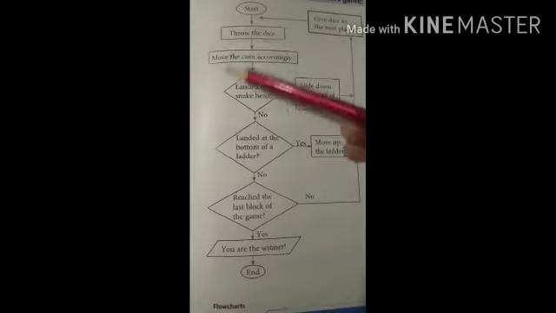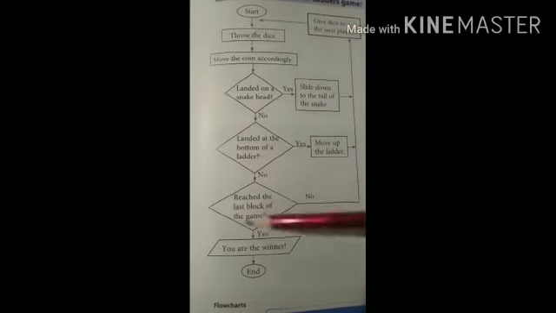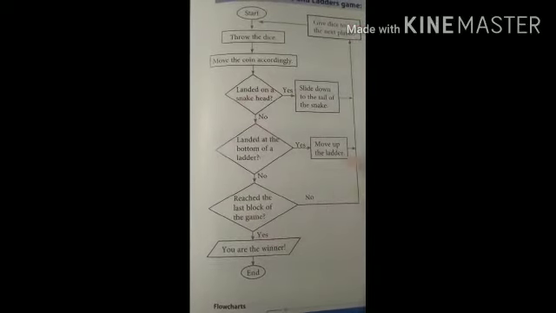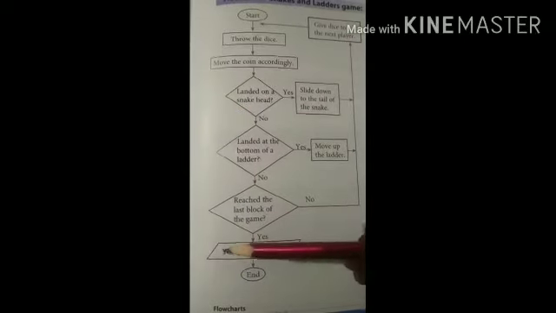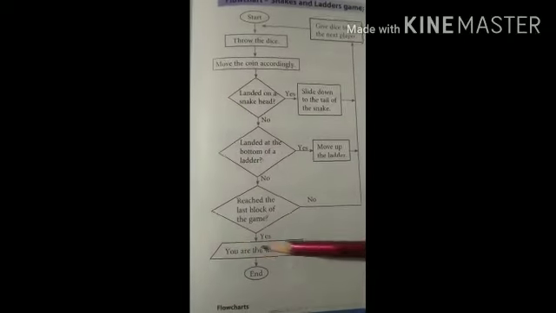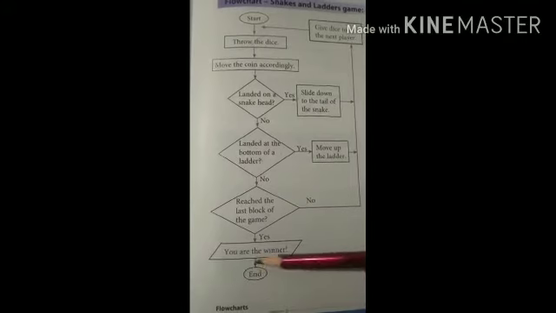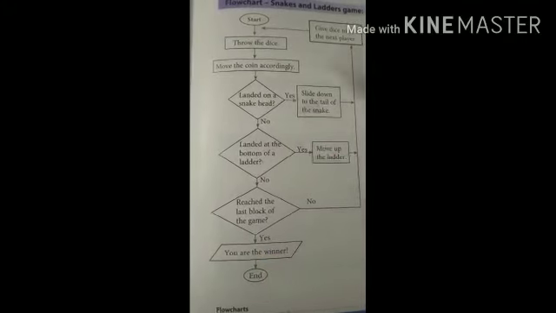And this is how this loop goes on. That means the conditions repeat until and unless somebody is the winner. Then only the flowchart ends and the game ends.